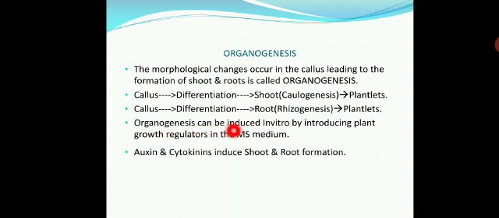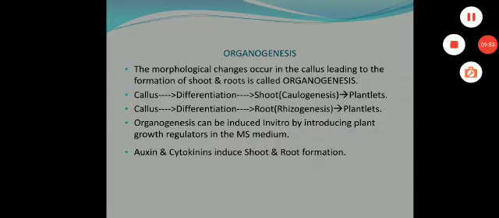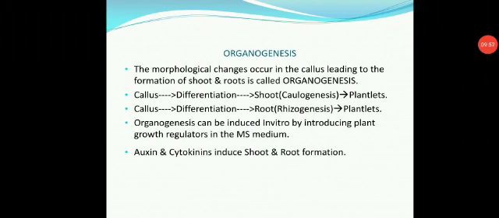Organogenesis can be induced only in vitro by introducing plant growth regulators in MS medium. The plant growth regulators are auxin and cytokinin. Auxin is meant for shoot formation and cytokinin is meant for root formation.